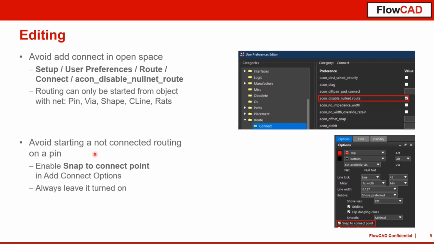And what is even more important from my point of view is the snap to connect point in the routing options. I see this often inside of the trainings. People are playing around with the different settings when they start to learn how the routing is working and disable this. And then they start somewhere on a pin, but the net is not really taken over from the pin. It's not really connected. And they wonder why the tool is behaving strange. So our recommendation is always leave this enabled, this snap to connect point. I will show this later also in the tool. Then you have an impression how this is reacting.